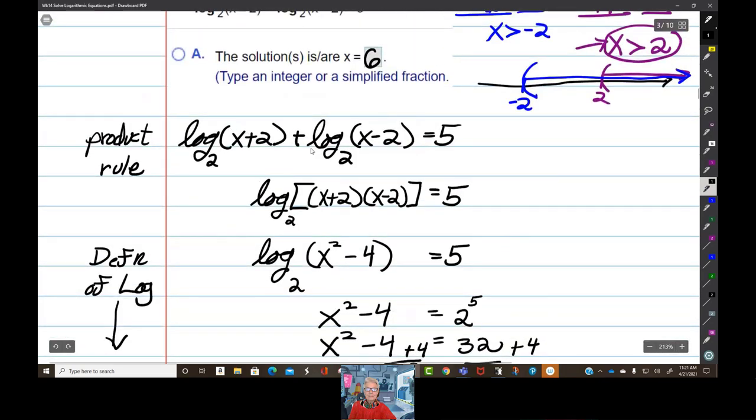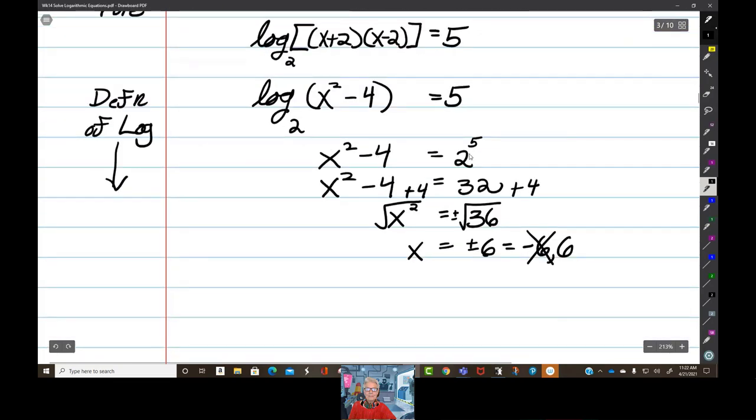When you've got logs or ln's, logs on one side of the equal sign and a number on the other, you use the definition of what a logarithm is. The base raised to the number on the other side of the equal sign equals the argument of the logarithm function. So you have 2 raised to the fifth equals x squared minus 4. And the word log just goes away because we've used the definition of what a log is.